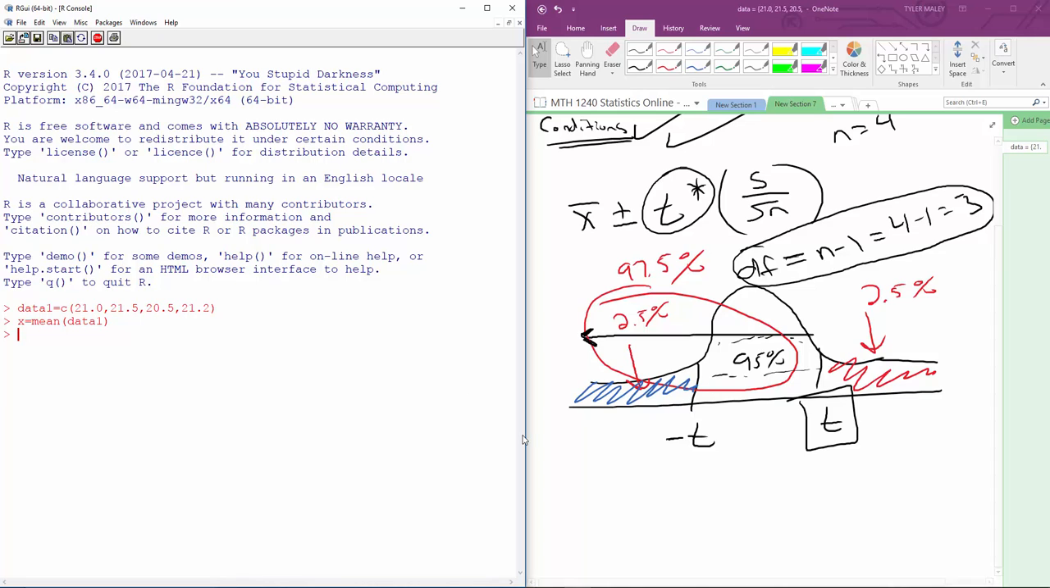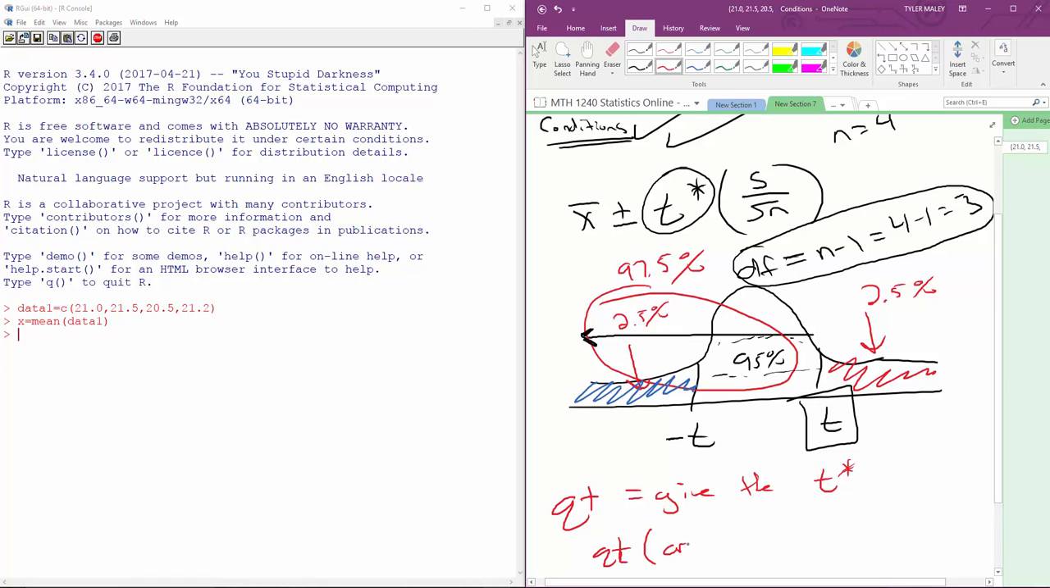Right? So in R, the QT command will give the t critical value. What you do is type QT, then parentheses, you'll type area to the left, comma, degrees of freedom. Close your parentheses. So we need the QT command. I'm going to say t equals QT, then 0.975 comma 3.